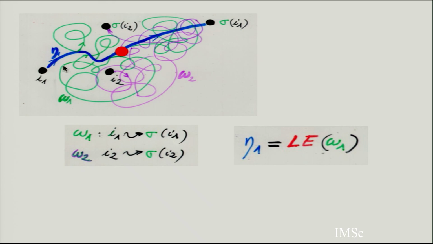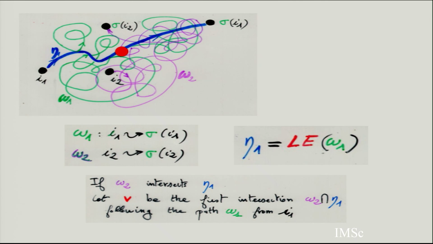So say you have your green path, and when you do the loop-erase process, what you get is the blue path, a self-avoiding walk. Now I take omega 2, any path, going from I2 to sigma of I2. And if they intersect, I am going to do the involution by switching the paths. Be careful: I suppose the second path intersects the loop-erased part, the blue path.